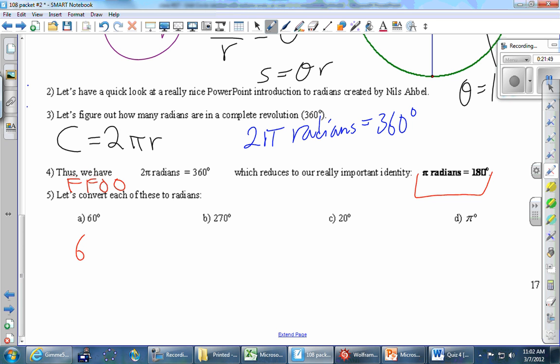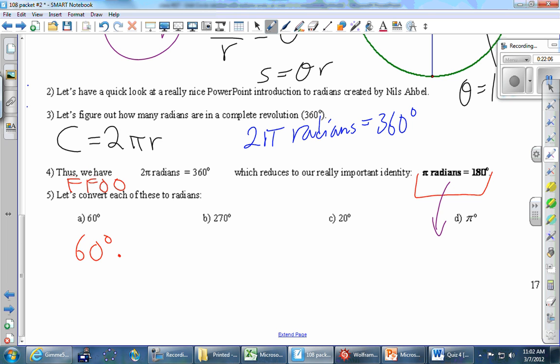So what we're going to do is we're going to take 60 degrees and we're going to multiply it by a fancy form of 1. Because if I multiply it by anything other than 1, it changes. All right, Stephen, not a fan of the foo-foo? Is this new foo-foo? So here's our fancy form of 1.